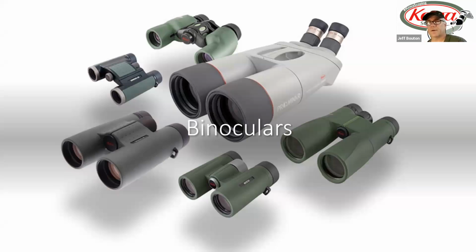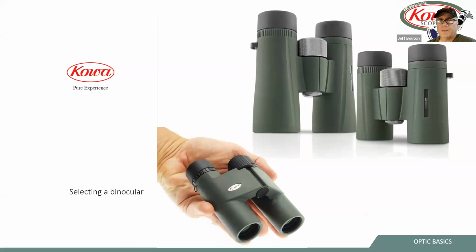And as you might expect, there are compromises that you will have to take into account when you select a different power of magnification, a different size objective lens, or one of the different styles. And we'll get into some of that here. This is one particular line. This is our BD2 line, our best-selling line that Kowa has.